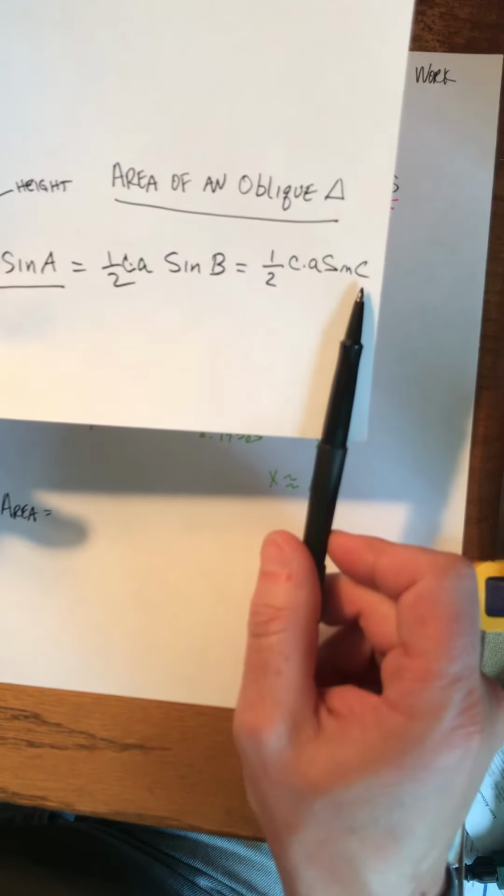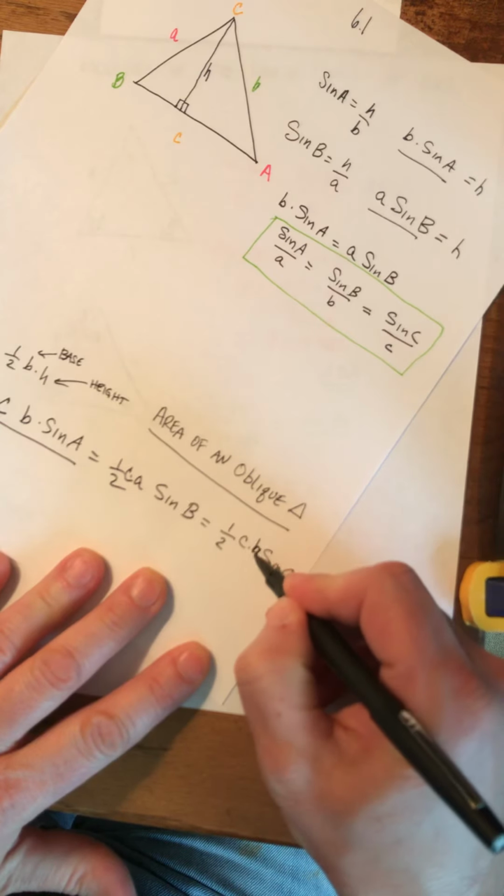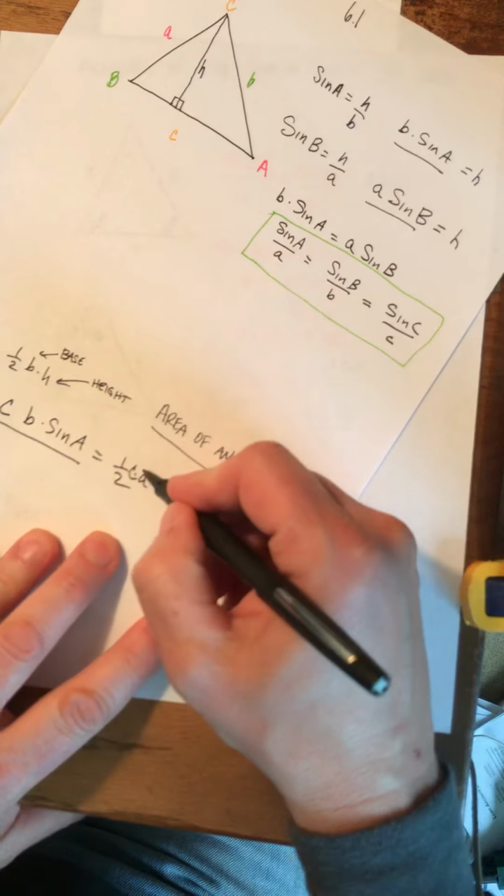If we were given angle C, I'd use, oh, this is wrong. This would be C, and this one should be B, I think. Right? A and B. Oh, no, this one should be B. What's going on here?